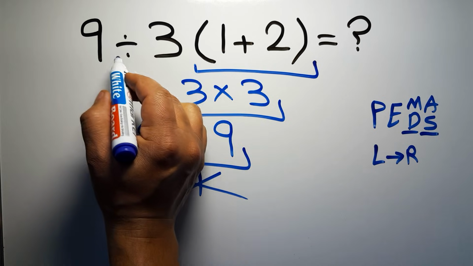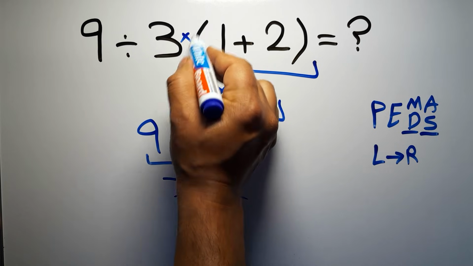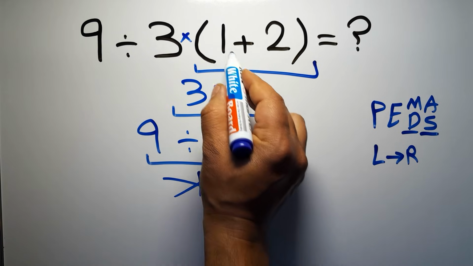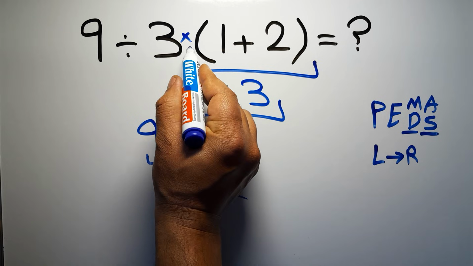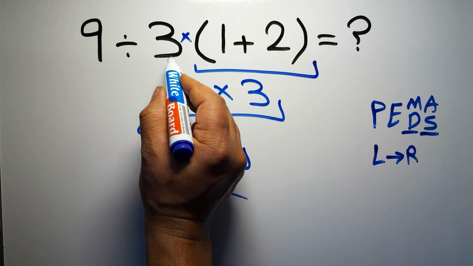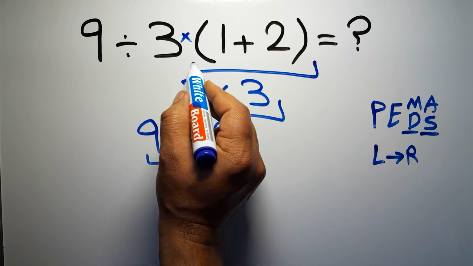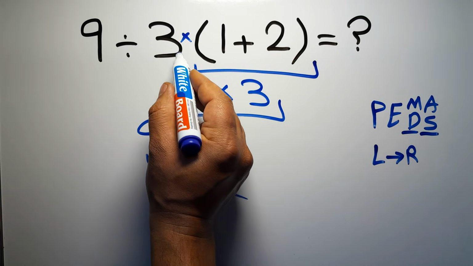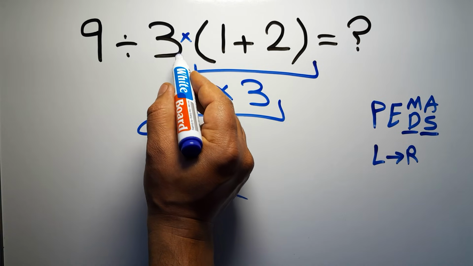In this expression, we have one division, one multiplication, and one parenthesis. Inside this parenthesis, we have one addition. Here we have a multiplication, because in mathematics, when a number is placed next to a parenthesis, it means multiplication. And we usually don't write the multiplication sign for brevity.